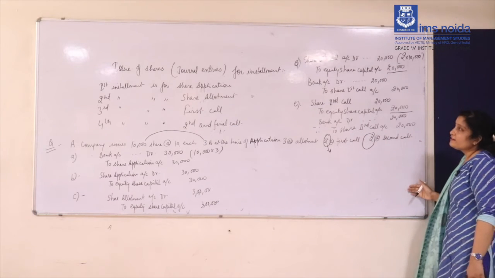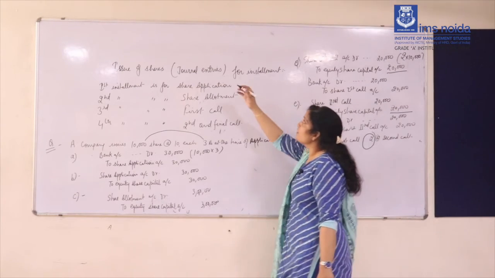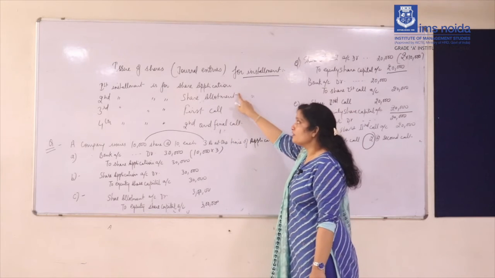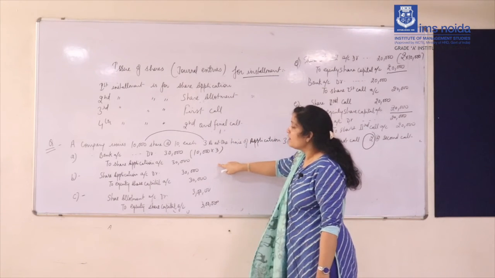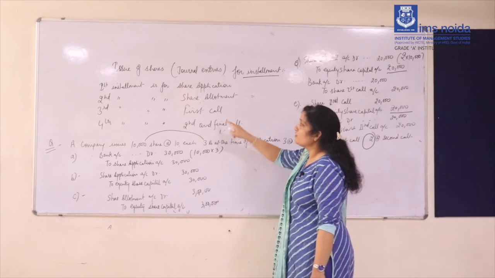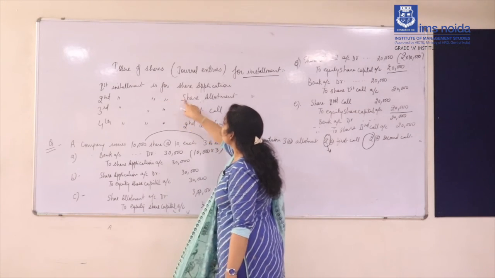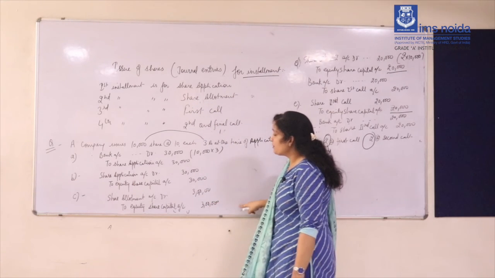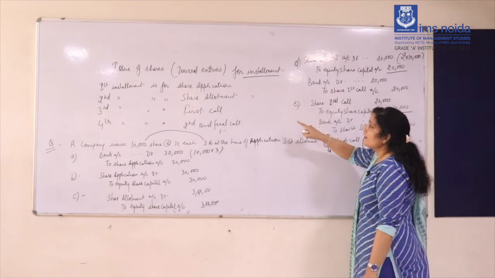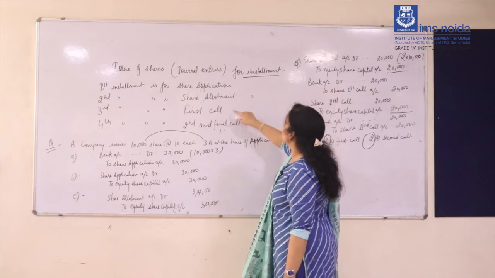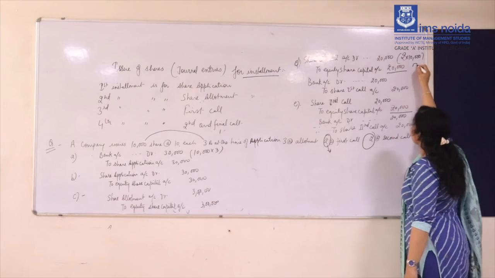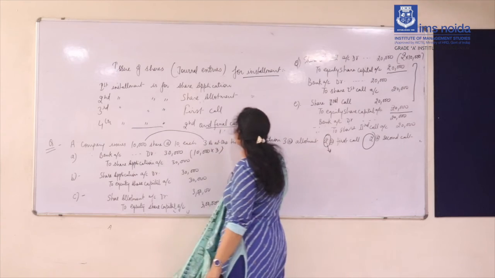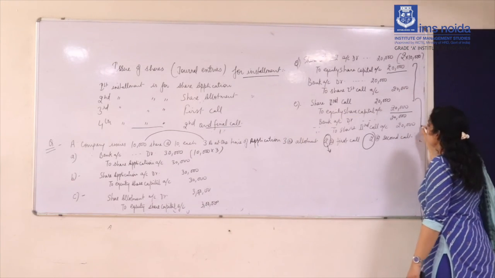So these will be the entries we pass when shares are issued in installments. The first installment is the share application, for which we have passed the entries. The second is share allotment, for which we pass the entry like this. For the third, the first call, we pass the entry like this, and the fourth part, the second or final call, we pass the entry like this.